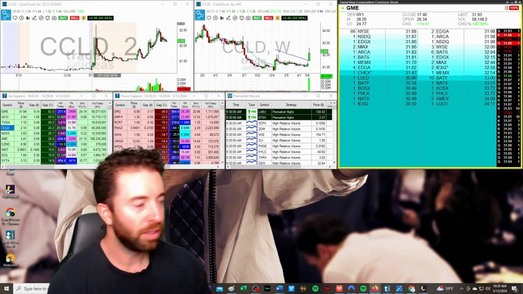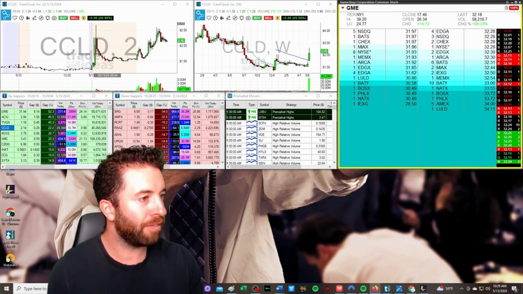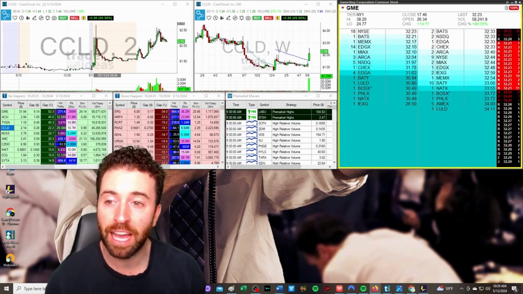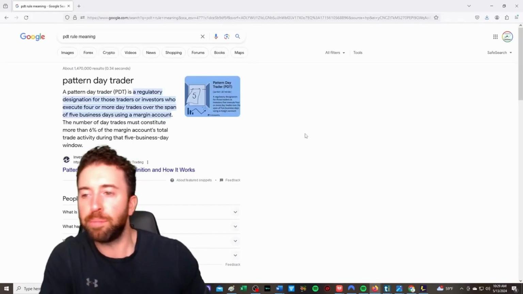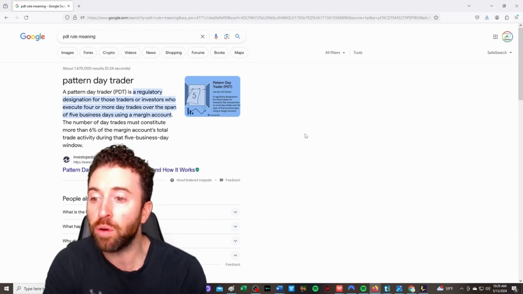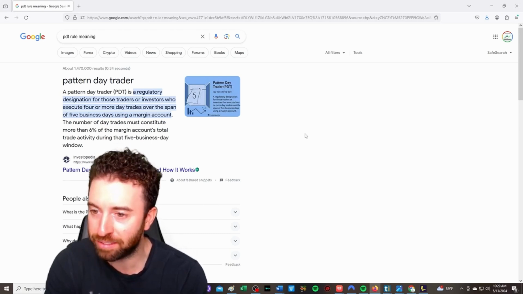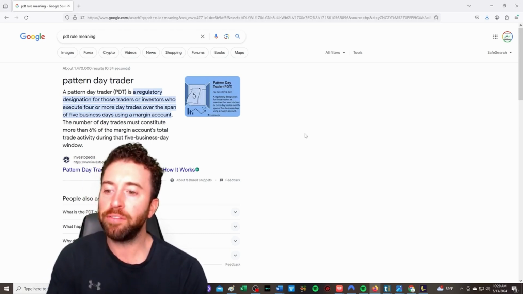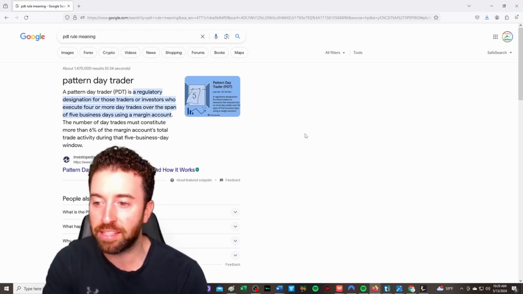The PDT rule is going to be something that every person that has less than $25,000 is going to be facing. So what is the PDT rule? The PDT rule, pattern day trader, is a regulatory designation for those traders or investors who execute 4 or more day trades over the span of 5 business days using a margin account. The number of day trades must constitute more than 6% of the margin account's total trade activity during the 5 business day window.